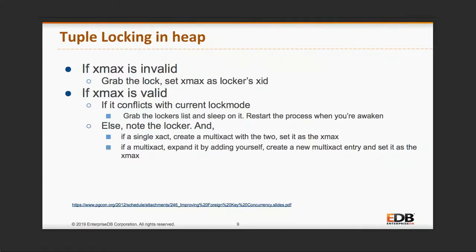But if the lock mode does not conflict, and there is only a single xact, then you have to combine these two transactions, create one multixact entry, and set that as the xmax. And if the xmax is already a multixact ID, then you have to expand it by adding your current transaction to it, create a new multixact entry, and set it as the xmax. So this is the current multixact system that we have for Heap.